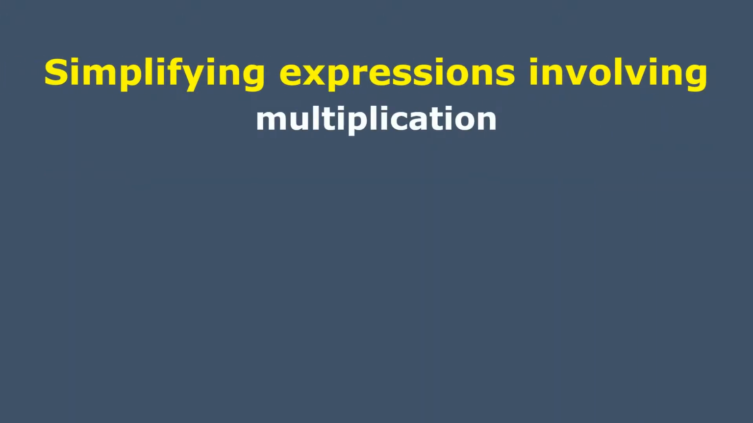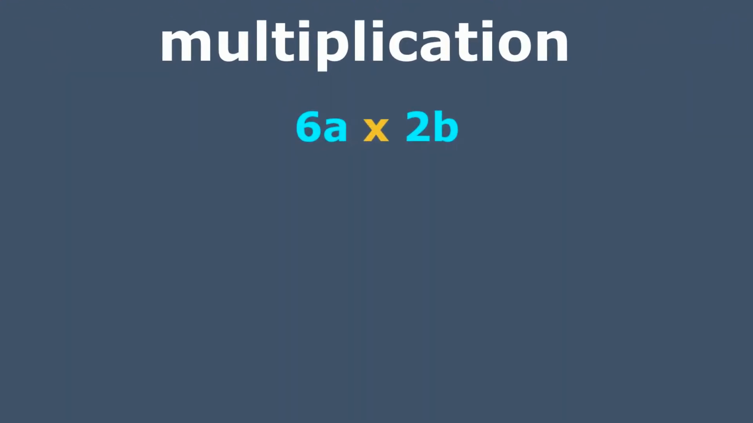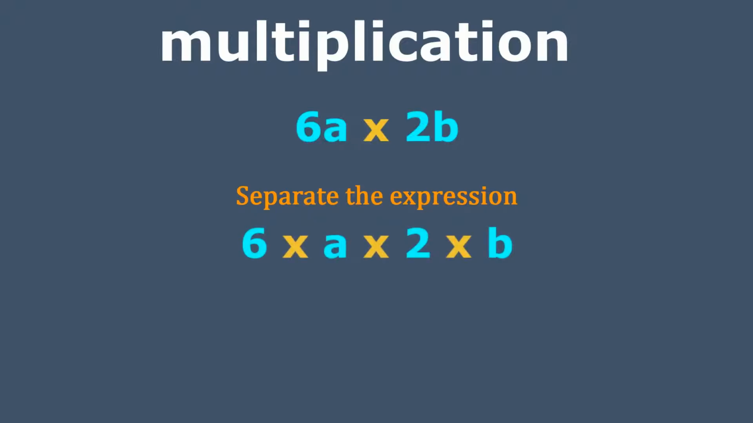Simplifying expressions involving multiplication. To simplify an expression that involves terms linked by multiplication signs, the individual numbers and symbols first need to be separated from each other. Let's say we have this expression. The term 6a means 6 times a. Similarly, the term 2b means 2 times b. Separate the expression into the individual numbers and symbols involved like this.